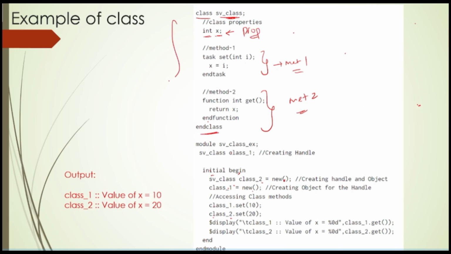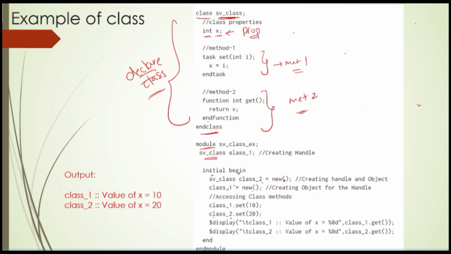This is the declaration part, that means you are declaring the class. Now after declaring the class, what is the next step you have to do? You have to create the handle for that particular class. So what is my class here? SV class. You can do it in either a module, or you can write it anywhere. So here I am declaring the handle for my class.